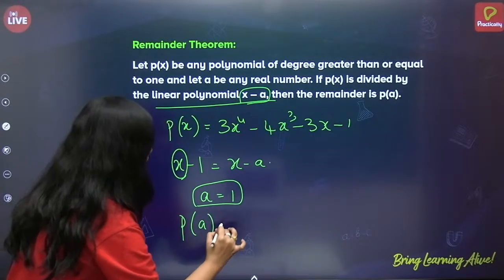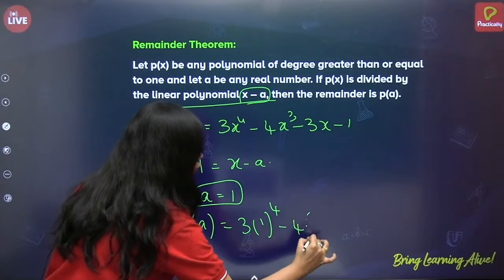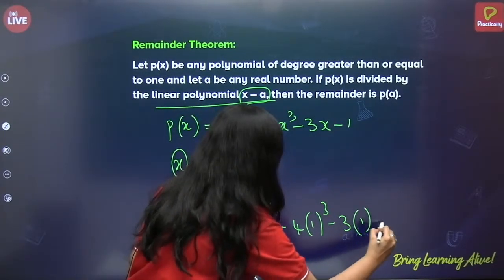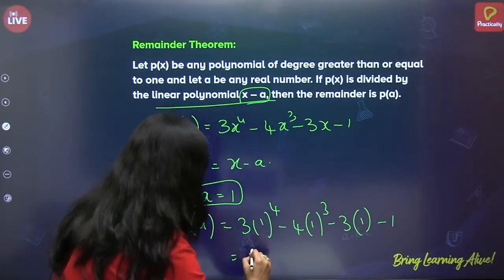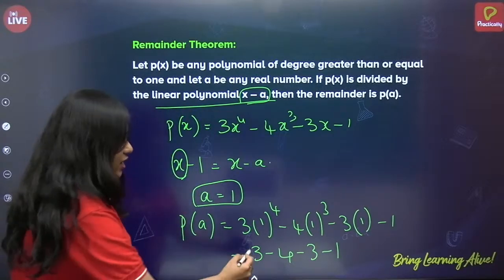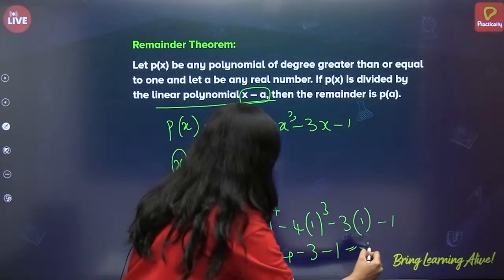What is P of a? 3 into 1 power 4 minus 4 into 1 cube minus 3 into 1 minus 1. So 3 minus 4 minus 3 minus 1. 3 minus 4 is minus 1. Minus 1 minus 3 minus 1 is minus 5.